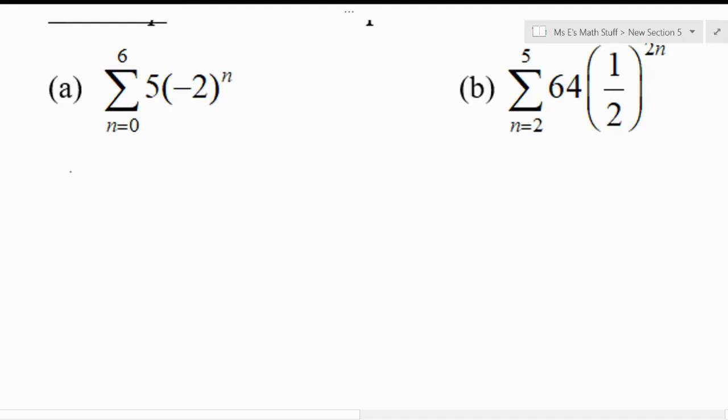All right, my friends, I was hoping that you would just fall back on "if in doubt, expand it out." So for example, for part A, the sum as n goes from 0 to 6 of 5 times -2 to the nth power. When you plug 0 in, you would just get 5. When you plug 1 in, you would get -10. So you'd be adding -10, which is just subtracting 10.